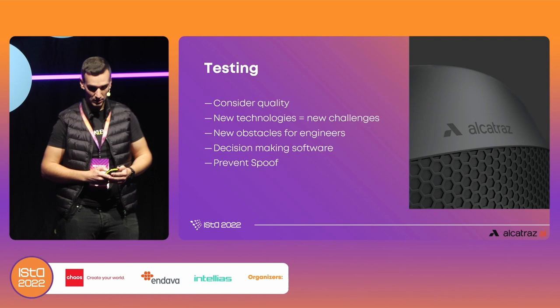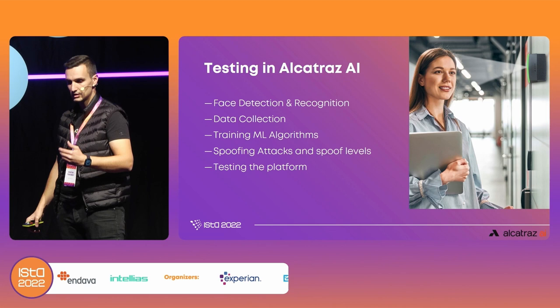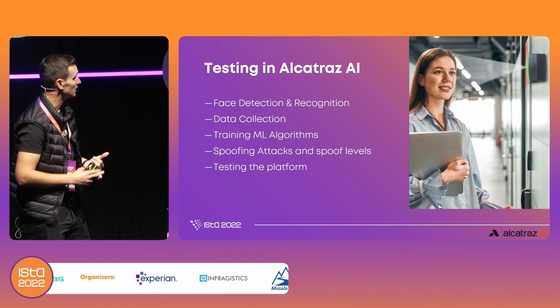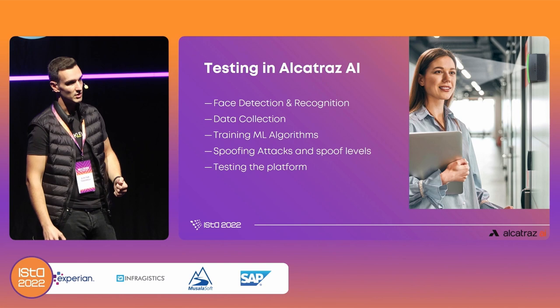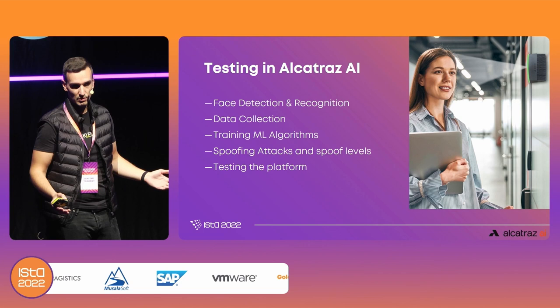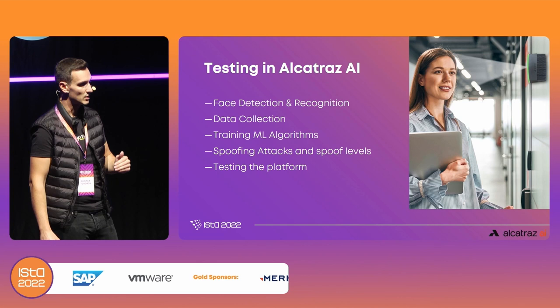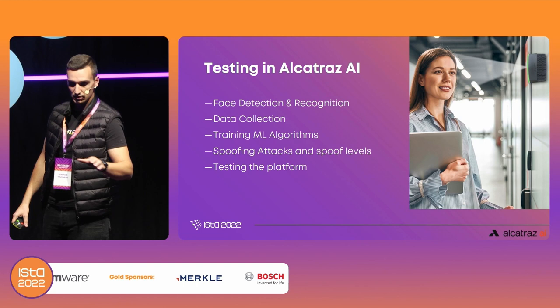So the agenda that I'm going to talk about today is topics in testing in the domain of Alcatraz, which are face detection and recognition, and its data collection. This is a vital part of our testing process. Then how we train the machine learning algorithm, because testing is actually training the algorithms. And of course, as a tester, we have to verify the negative part of the test case, which in our domain is spoofing, someone trying to bypass or lie to the system that there is a human being in front of it. And at the end, I'm going to talk about testing the platform and our approaches there.